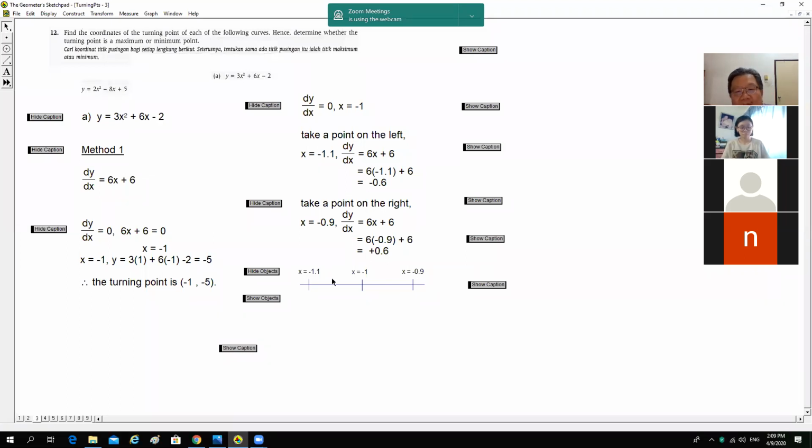Okay, for all these points, I want to determine the gradient. Can you see the gradient there? At -1.1, the gradient is a negative number, negative 0.6. At the turning point, of course, the gradient is 0. And the point on the right, -0.9, the gradient is positive, positive 0.6. So can you see the curve turn this way, go down, then flat, then go up again? Curving this way will give you a minimum point.